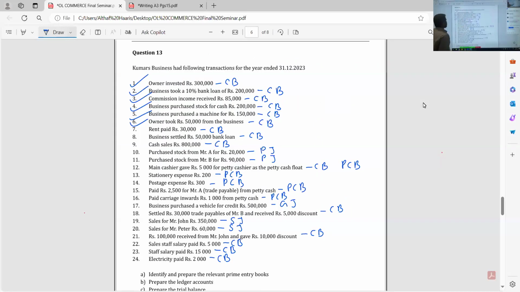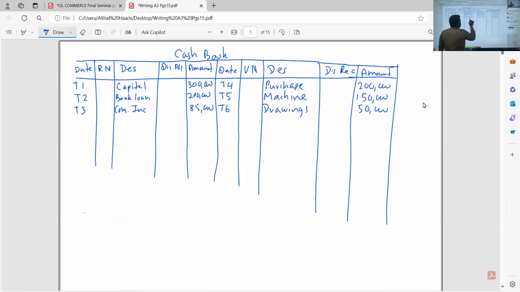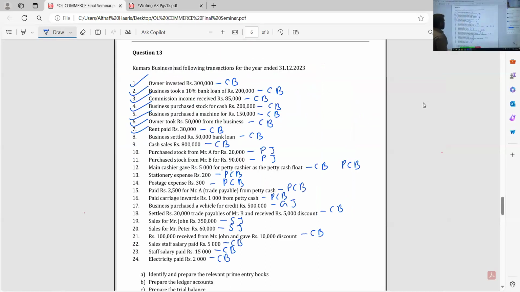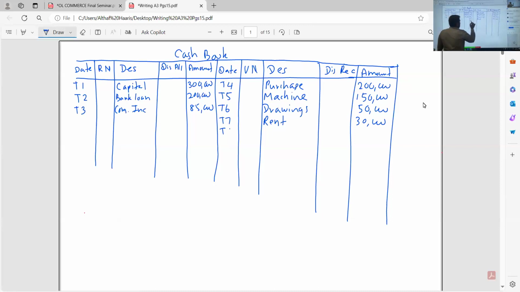Next one. Rent paid 30,000. Rent T7, rent 30,000. Next. Business settles the bank loan, 50,000. T8, bank loan 50,000. Keep it there.